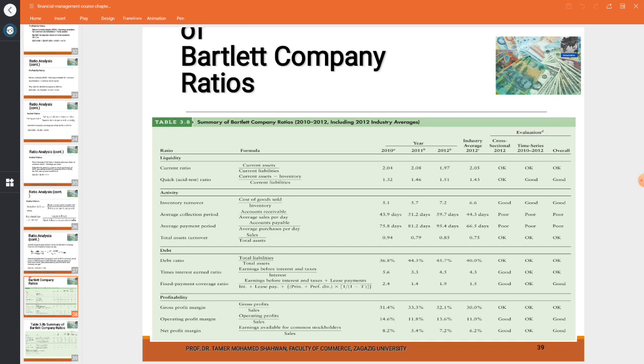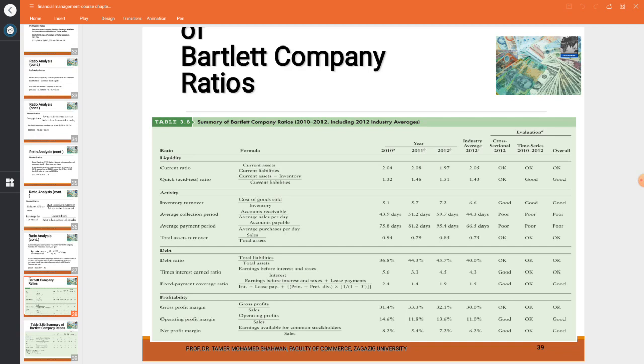Our assessment is okay. But if I would like to have more information about the liquidity position, it's better that we calculate the quick ratio. Sometimes we refer to it as the acid test ratio. Be careful, in some finance textbooks, they refer to the quick ratio as the acid test ratio. Quick ratio or acid test ratio, in a very simple way, we are going to exclude inventory from the current assets. So as you see, current assets minus inventory divided by current liabilities.